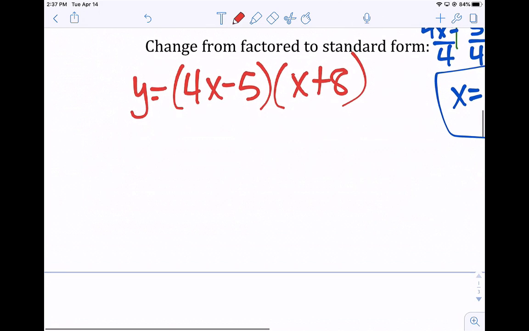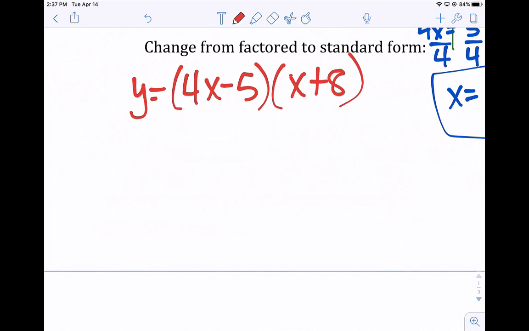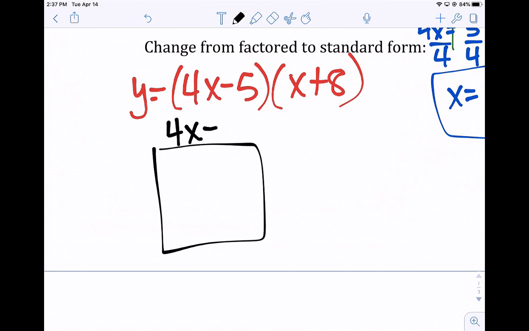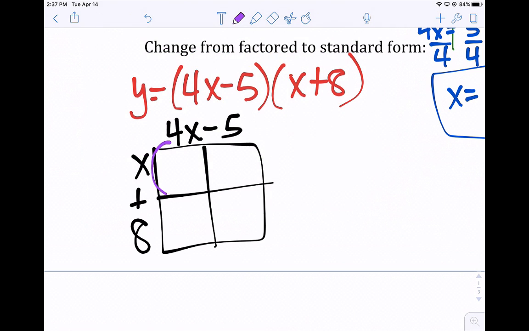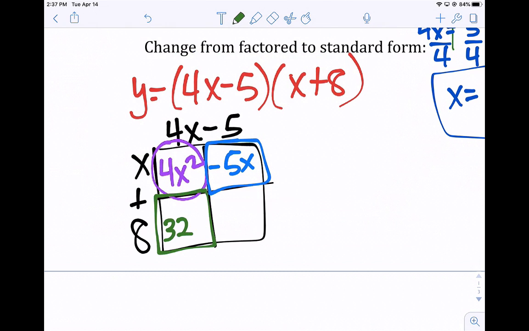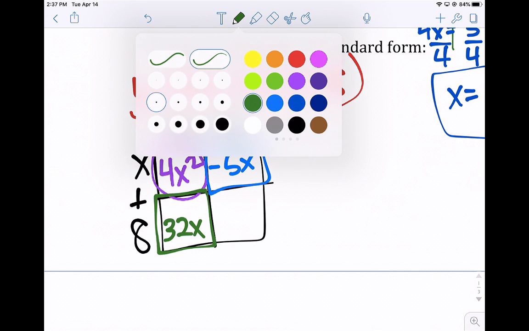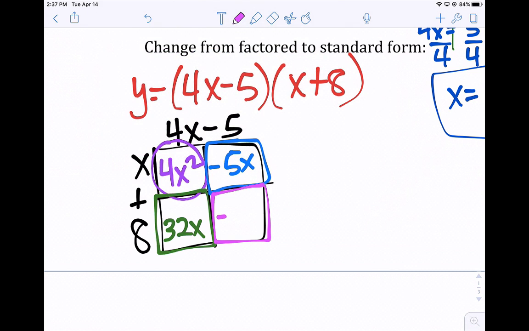So to change it to standard form, you can FOIL it if you prefer FOIL, or you can put it in the rectangle. So here we have the factors which go on the outside, and we're going to get the inside of the box to find standard form. So my first box over here is 4x times x, which is 4x squared. My second box is -5 times x, which is -5x. My third box is 4x times 8, which is 32x. And my last box is -5 times 8, which is -40.